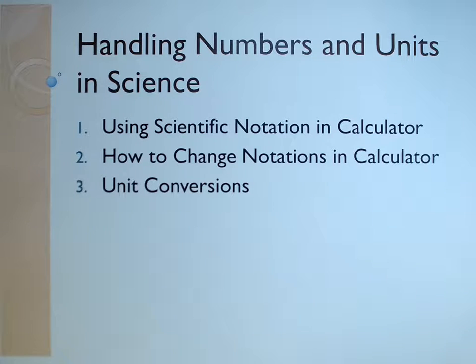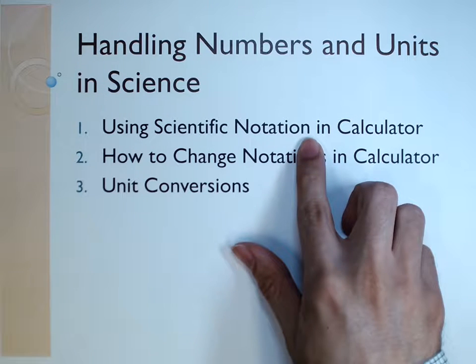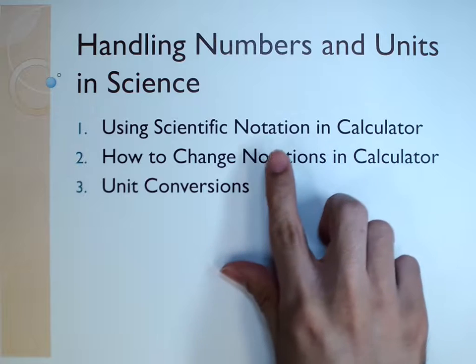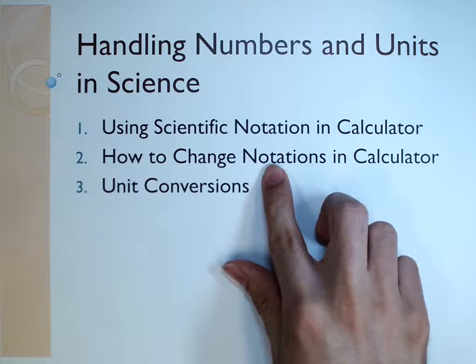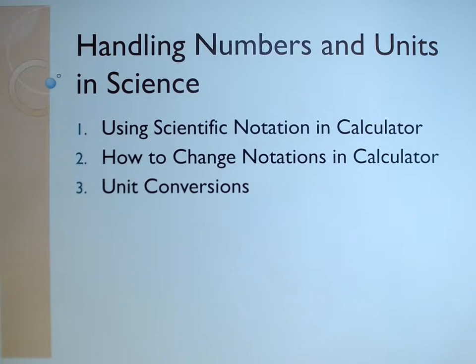This tutorial is about handling numbers and units in science. We will first talk about how to use scientific notation in a calculator, and then we will talk about how to change notations in the calculator. That means from the regular to scientific, or from the scientific to regular notations. And finally, we will talk about some unit conversion problems.